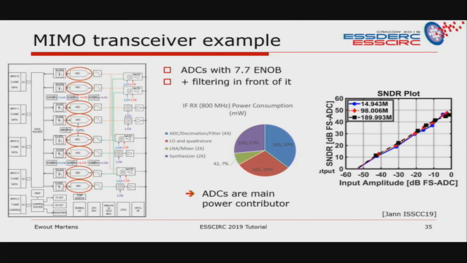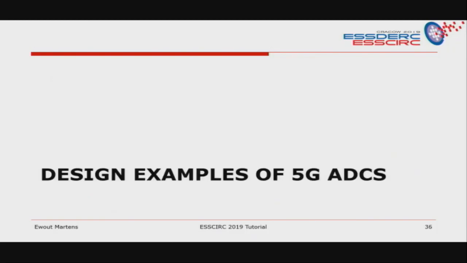If you look at a practical MIMO transceiver system, this is an example of it from ISSCC from this year. The ADCs here have a bit less than 8 ENOB. There are filters in front of it, so that's how a practical system looks like. And the ADCs themselves consume actually most of the power. So that's why it's worth looking at the ADCs if you want power efficient systems.